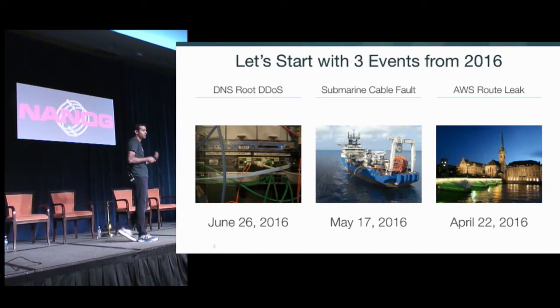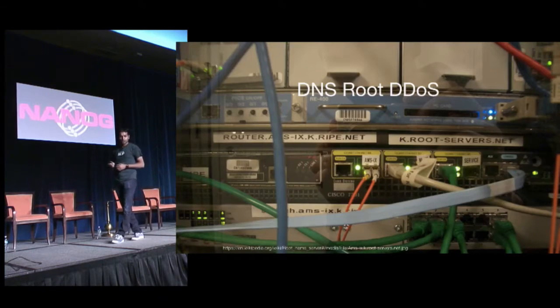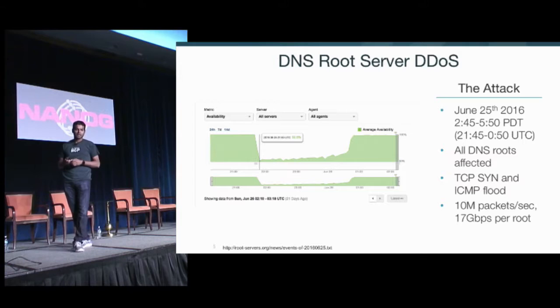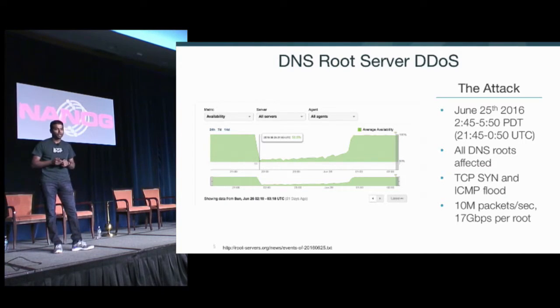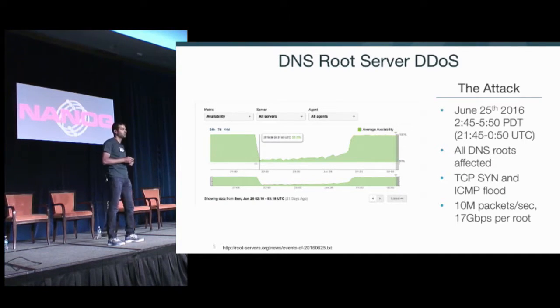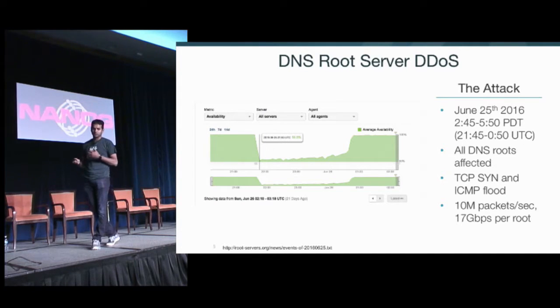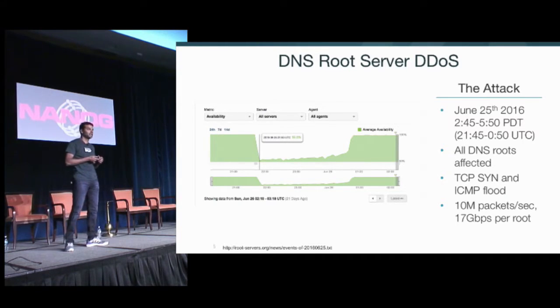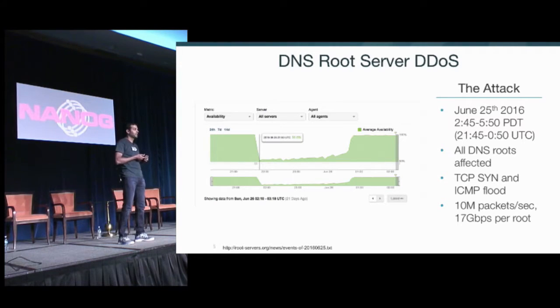I know I'm standing between you and a break, so I'm going to keep a good pace here to keep moving. So the DNS root DDoS attack. This happened on June 25th. It started at about 2:45 p.m. Pacific, about 21:45 UTC. It lasted for about 2 hours and change. Actually, 3 hours if I do the math there. What we saw that was really interesting is you saw the impact across all the root servers. So it's not just one root server or 2 root servers. It was impacting all the root servers. From what we know, this was a SYN and ICMP flood that came through. And the volumes were pretty high at about 15 to 17 gigs per second. So that's what we know about the attack.